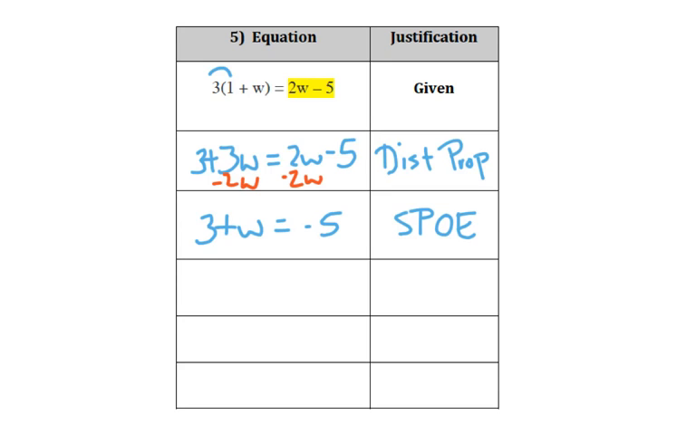Okay, so now we want to subtract 3, because that's the opposite of adding 3 to w. And so we're going to subtract 3. And again, we're using the subtraction property of equality. And this gives us w is equal to -8. Alright, so now we just need to put that in set notation. So the set w such that w equals -8.